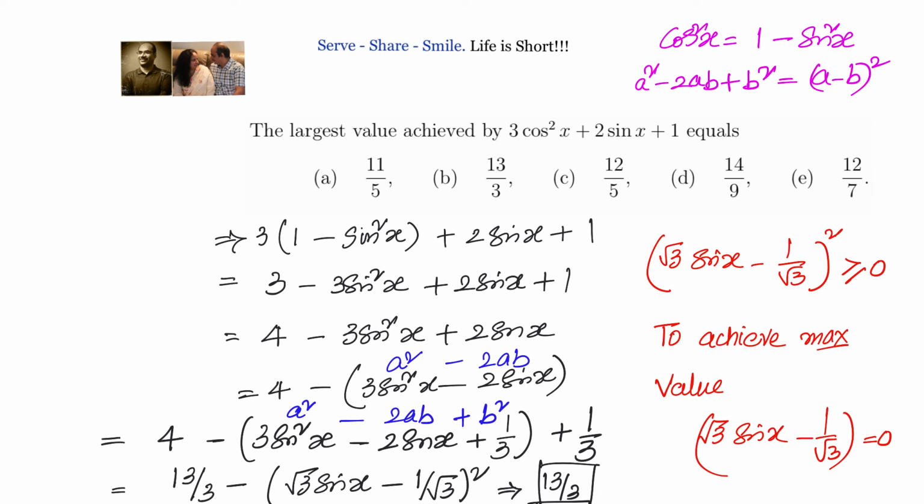So if you have a number minus a value, if you want to achieve the maximum value, the value should be minimum. That means whatever we have in bracket root 3 sin x minus 1 by root 3 should be equal to 0. In that scenario, we will have the maximum value is 13 by 3.